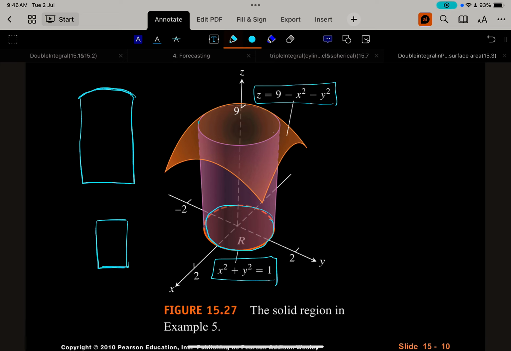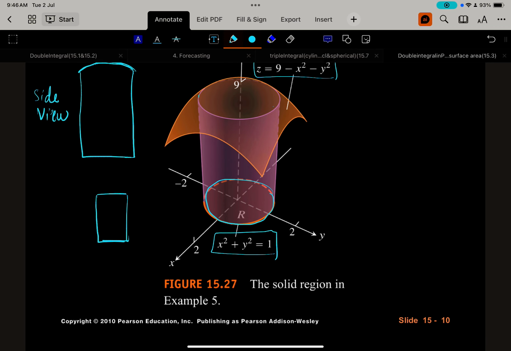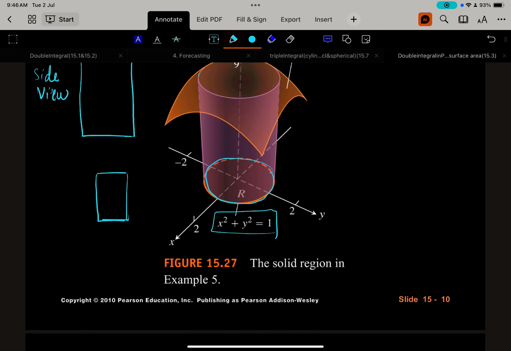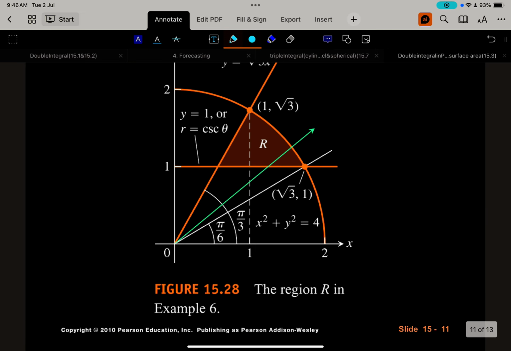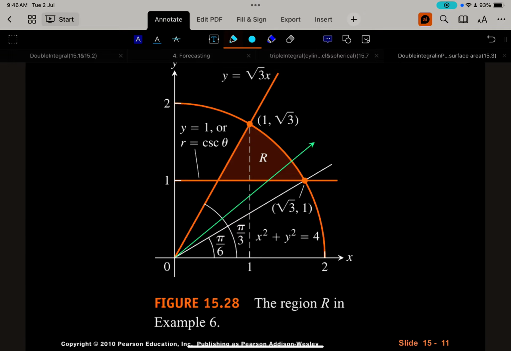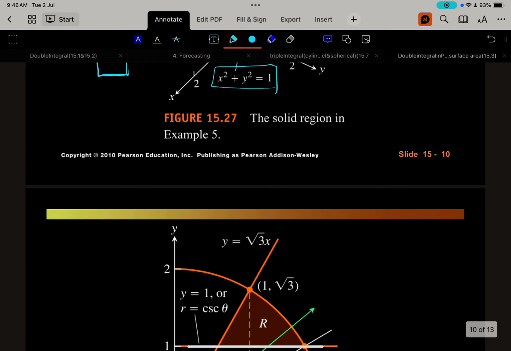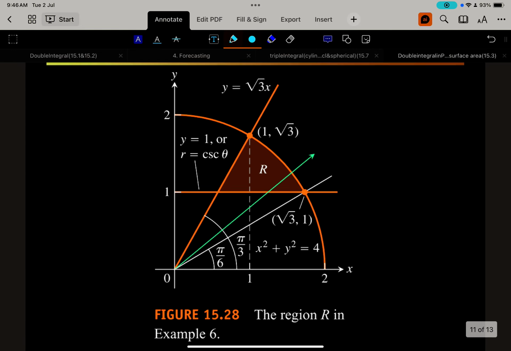If we say this is the side view, it's interesting. You can find the shapes, you can find volumes of different shapes. So this is the solid region, example 5. Now this is also another example. So this is the region R in example 6.